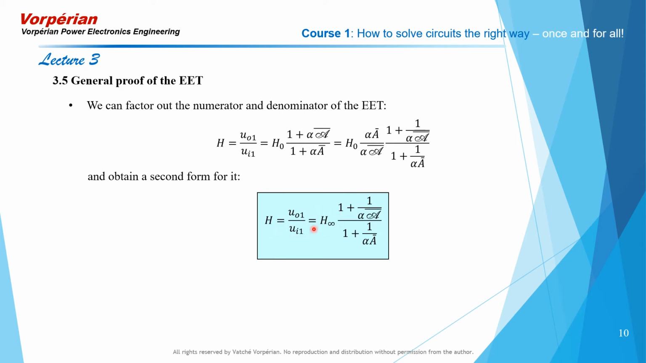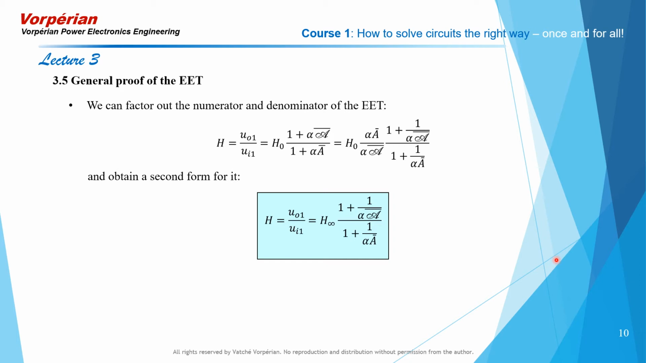H equals h infinity times 1 plus 1 over alpha script a bar over 1 plus 1 over alpha Roman a bar. And I see that when alpha goes to infinity, h infinity, which is given by h0 Roman a bar over script a bar, which you don't have to worry about, corresponds to the transfer function with the value of that extra element taken to infinity. So there are really two ways you can make the extra element drop out of the picture. Either take its value alpha equal to 0 or alpha equal to infinity. Both will work.